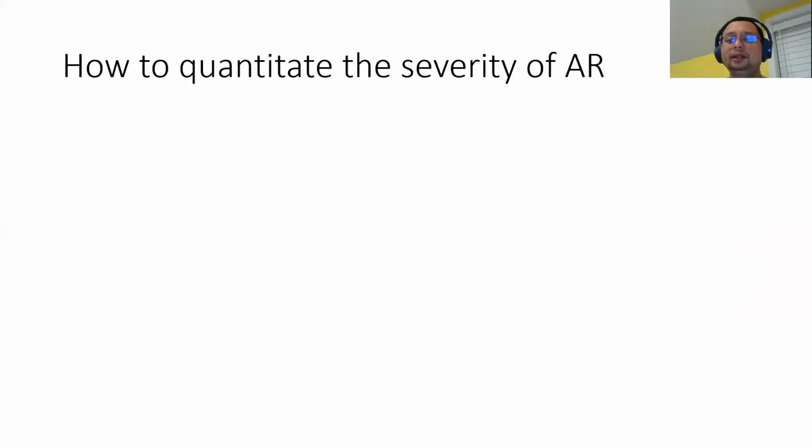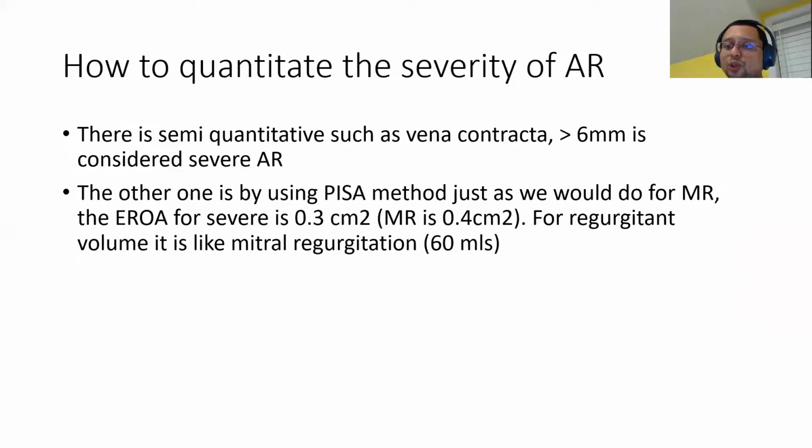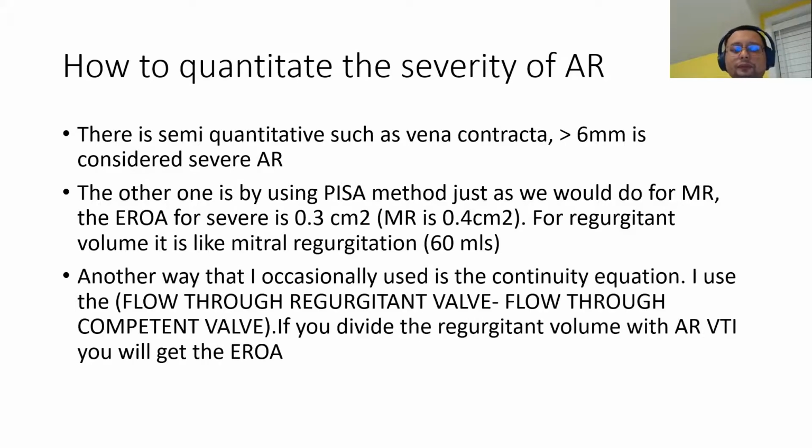How do we quantitate the severity of aortic regurgitation? I already talked about it before, the 6 millimeter distance. We can also use the PISA method. This PISA method is not only valid for mitral regurgitation, we can also use it for aortic regurgitation. I've already talked about EROA and regurgitant volume before. Another way that I occasionally use is the continuity equation. So what is the continuity equation?